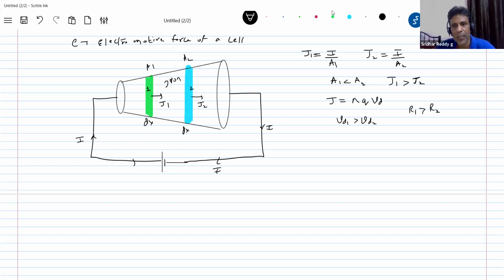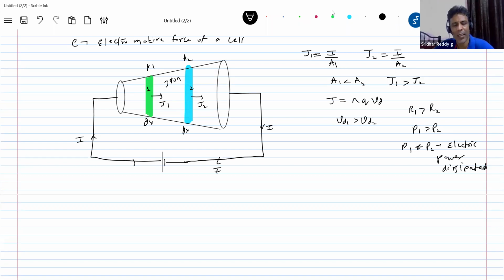What about the power dissipated in those elements? dP1. Power equals I squared R. Same current. So dP1 and dP2 are the powers, the electric power dissipated across those elements.